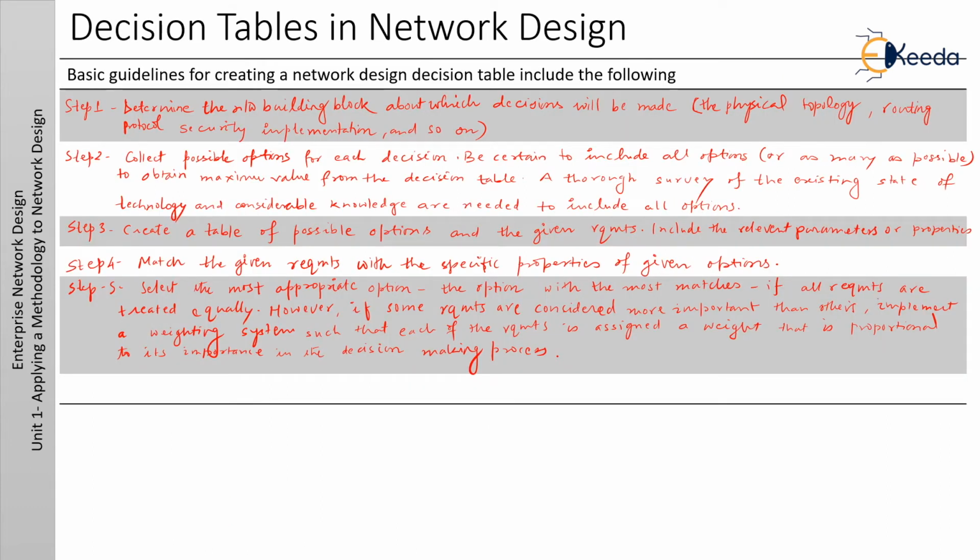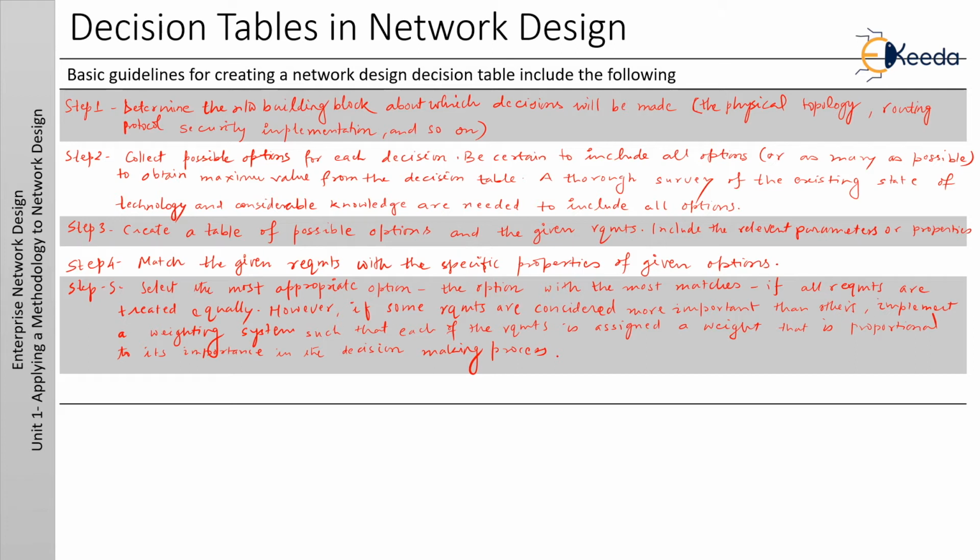Now come to decision tables in network design. Decision tables in network design are used for making systematic decisions when there are multiple solutions or options available to a network issue or problem. Decision tables facilitate the selection of the most appropriate option from many possibilities and can be helpful for justifying why a certain solution was chosen. Options are usually selected based on the highest level of compliance with the given requirements.